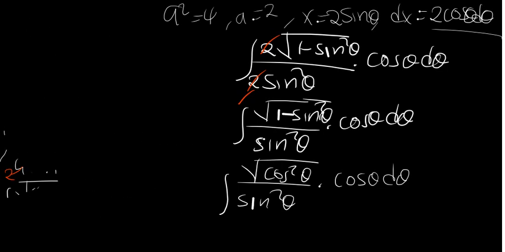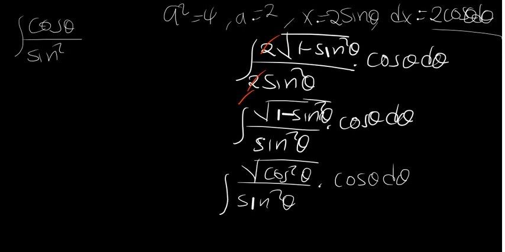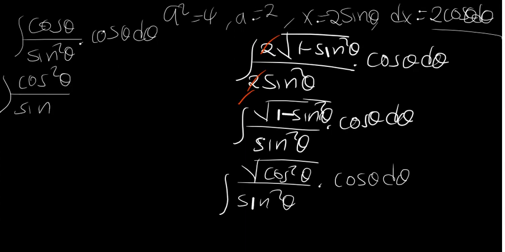Let's continue. What is the square root of cos squared? It's just cos. So the integral of cos theta over sine squared theta times cos theta d theta. So now that is the same as cos times cos, which is cos squared theta over sine squared theta d theta.